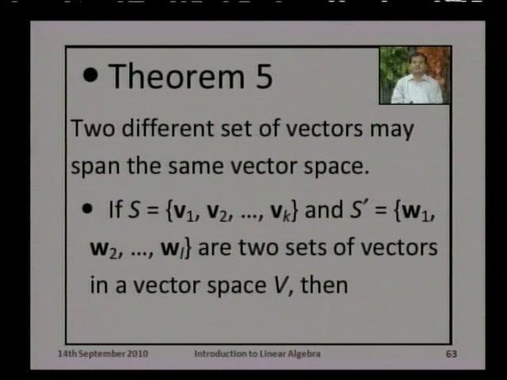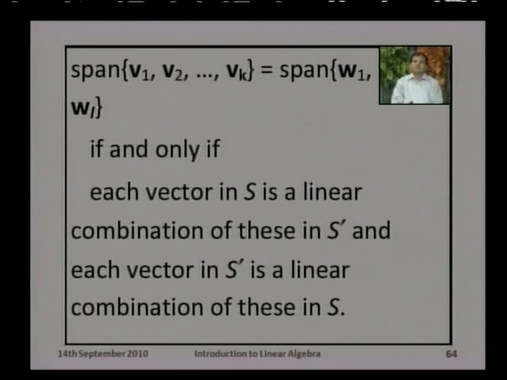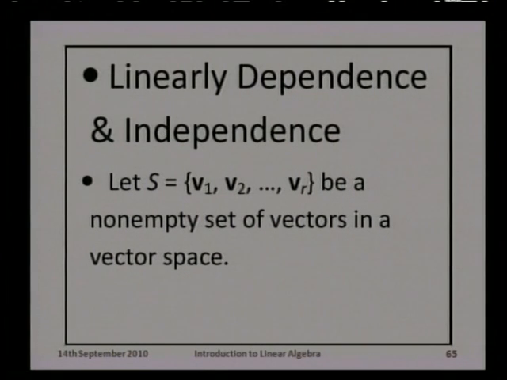Suppose the other contains L elements, and suppose they span the same vector space V. Then it can only happen, that is, if and only if each vector in S is a linear combination of the vectors in S dash, and each vector in S dash is a linear combination of the vectors in S. So, one can span the other.